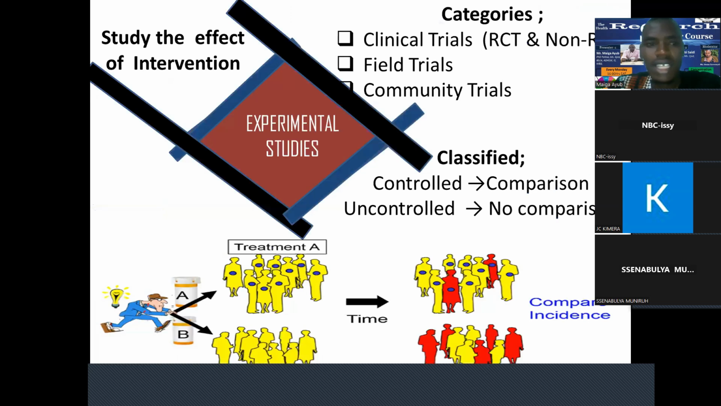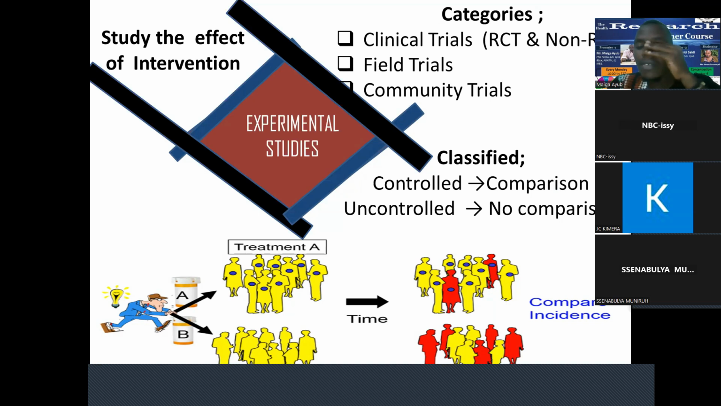So let's discuss the experimental study designs. Experimental study designs study the effect of an intervention. Take an example of drug A and drug B, and you randomize participants into those arms, either to receive drug A or to receive drug B, and you follow them forward in time to see whether the drug has an impact on the participants in the two arms.